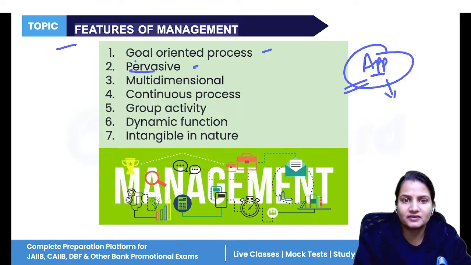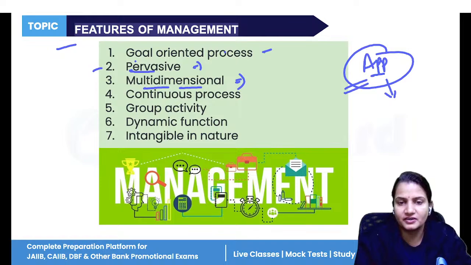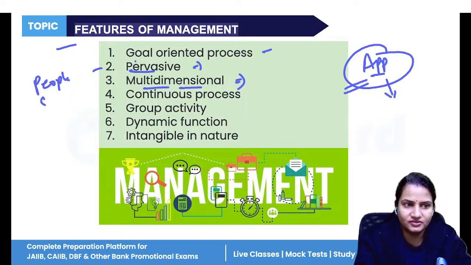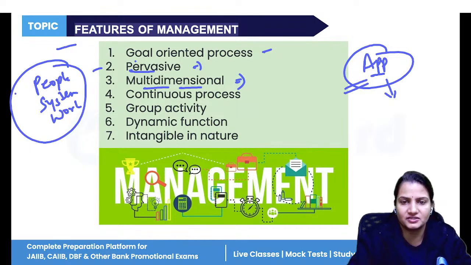Then management is pervasive. It is present everywhere. It's not present only in certain departments; it is present everywhere. It is multi-dimensional, used in different departments and different dimensions. For management, you have to manage your people, your system, and your work also. So it is in multiple dimensions.